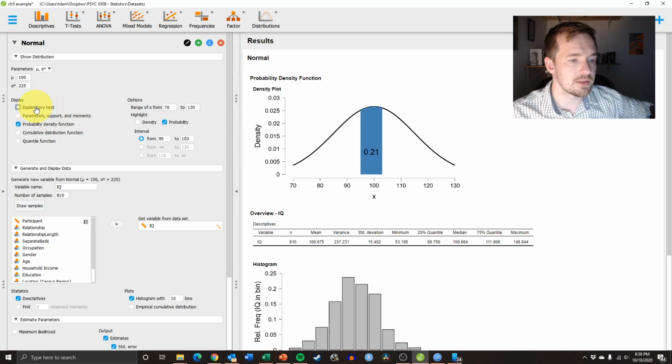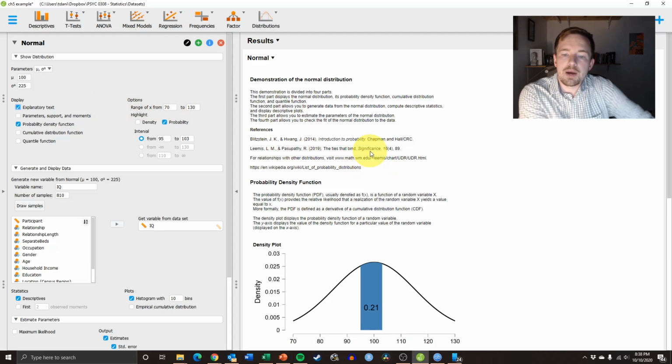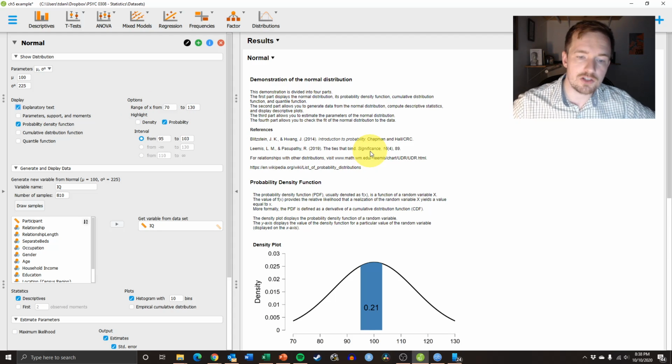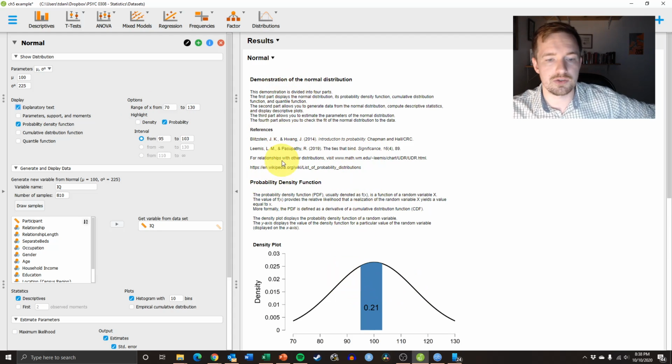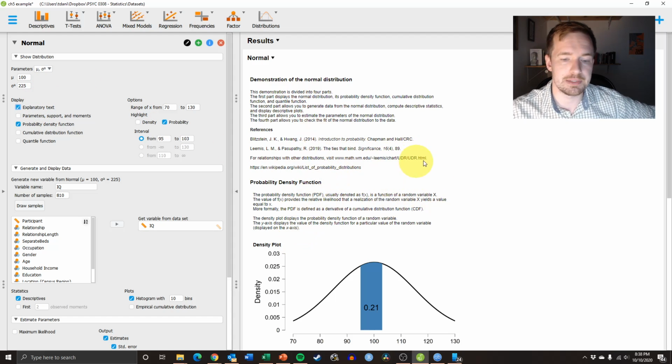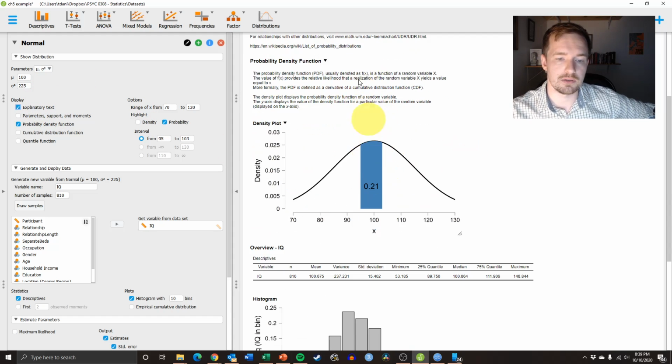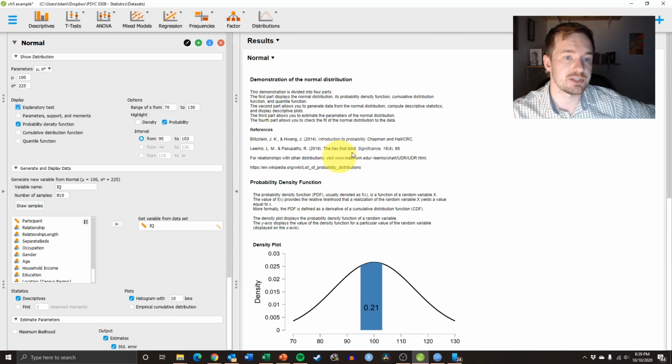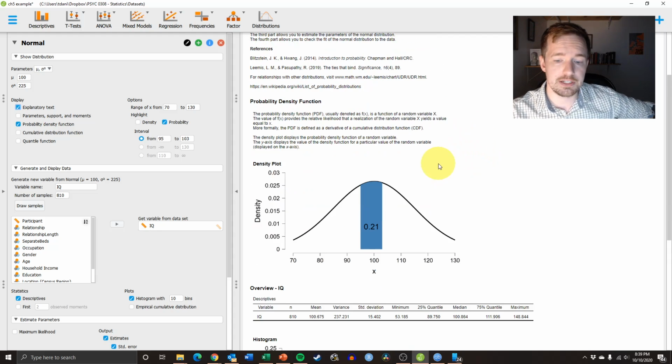Or we can look at the explanatory text, which is a cool way of explaining, like, here's what these different things do. So in case you ever get lost, you can click on explanatory text and it'll remind you a little bit about some of these things about normal distributions and things like that. Okay, so I think that's pretty much all you need to know.